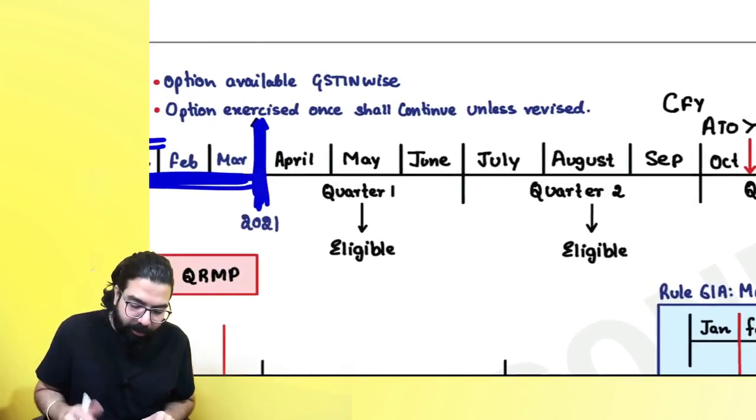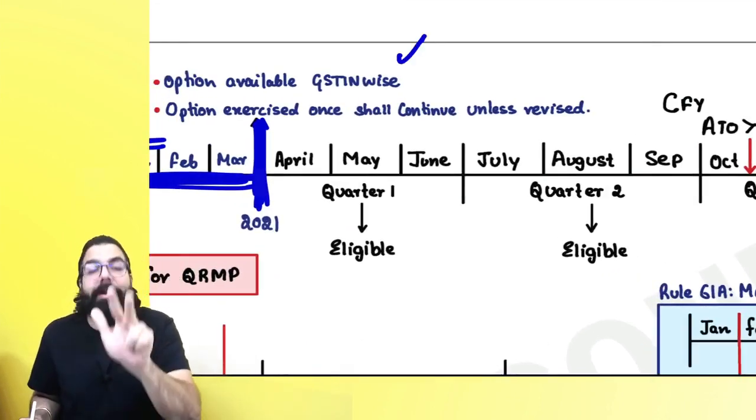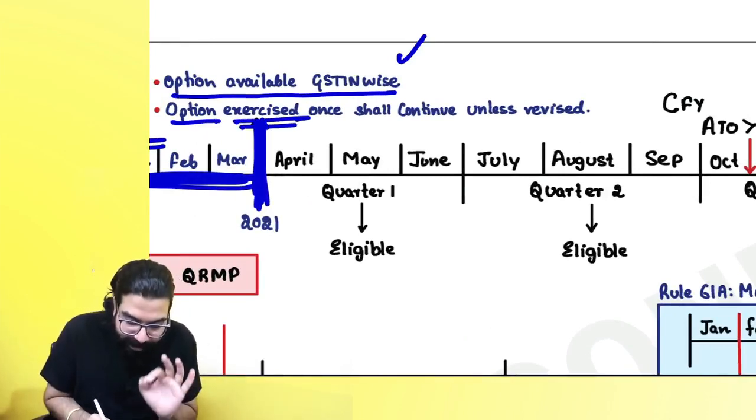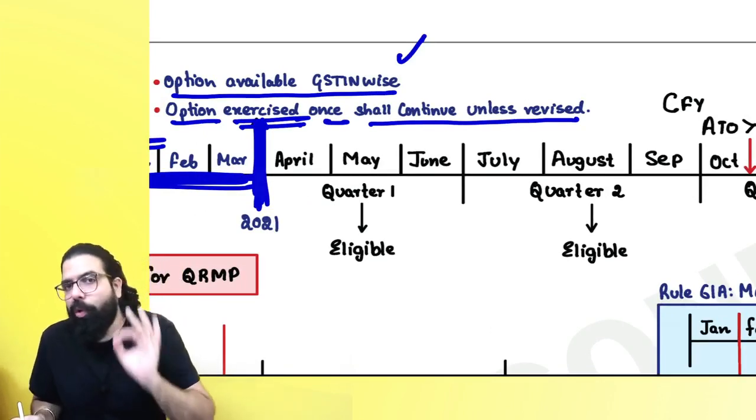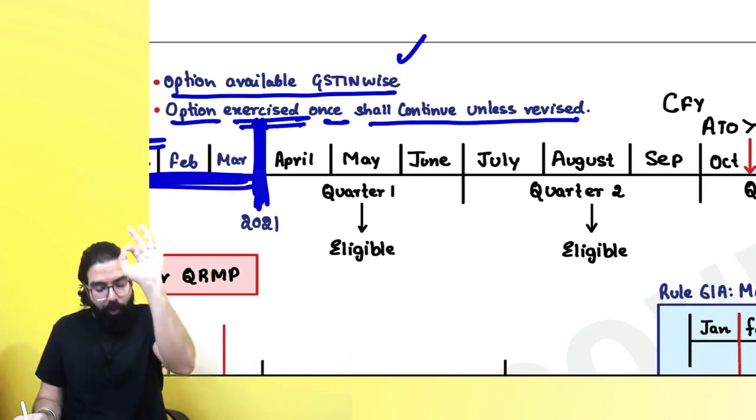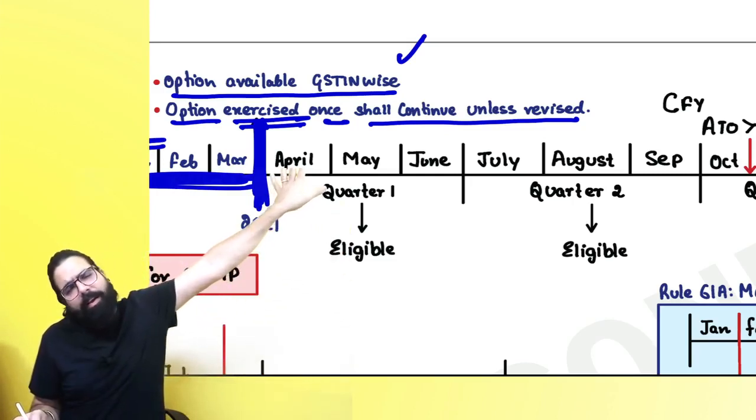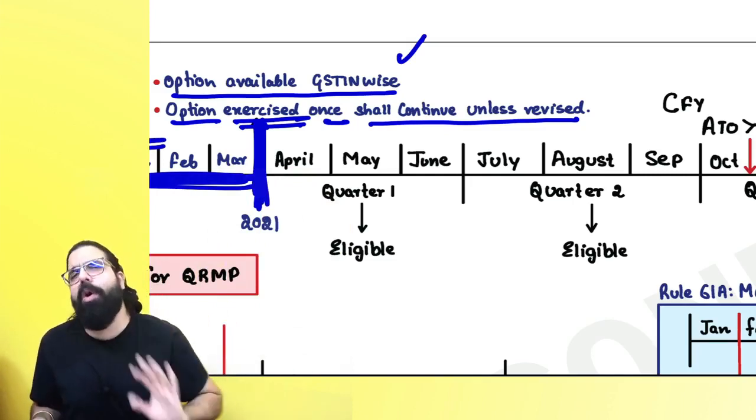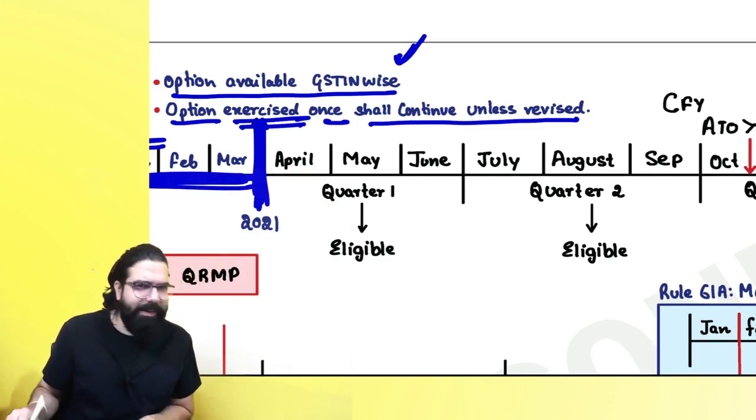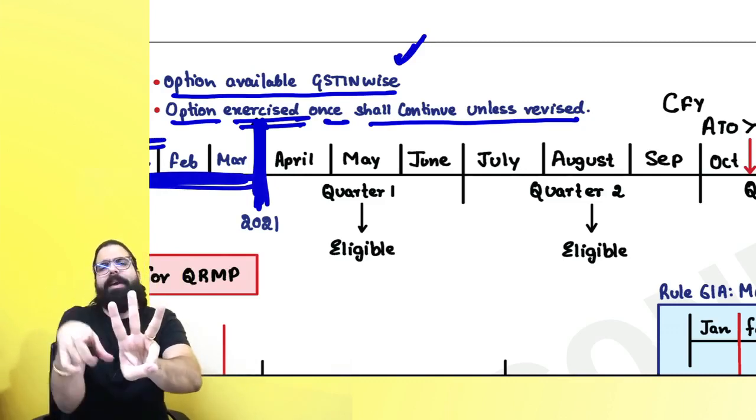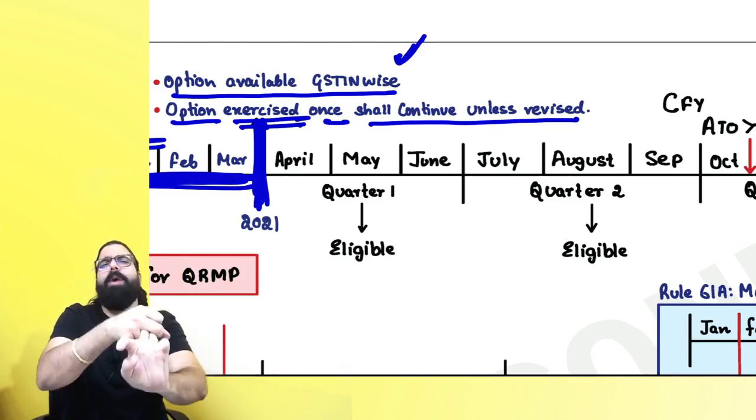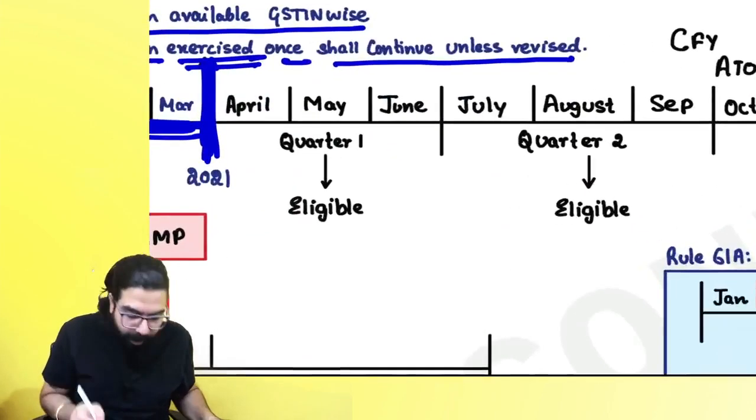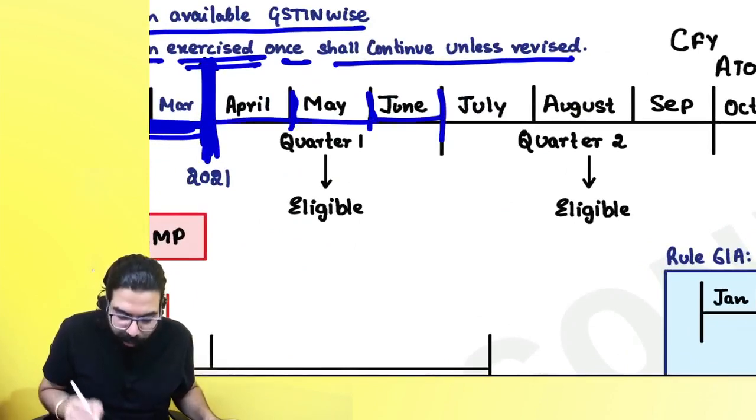Okay, remember this option to take quarterly return but monthly payment is available GSTIN wise, and an option exercised once shall continue unless you go ahead and revise it. It means it will always keep going on unless you become ineligible and you revise it, or if you want to opt out of the QRMP scheme. But the option is GSTIN wise, means sir, if under my PAN I have 3 registrations, one can be under QRMP, 2 can be under the normal scheme, however I want.